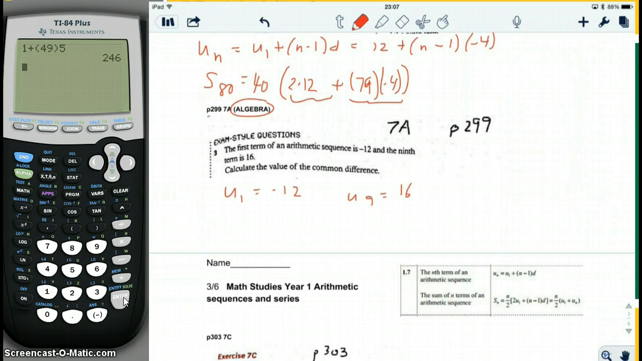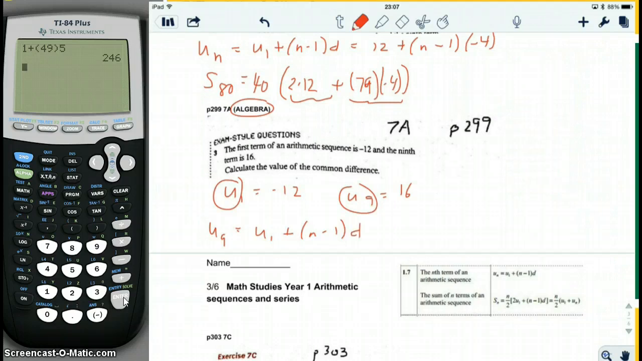Okay? So here we have u1 equals negative 12, u9 equals 16. Calculate the value of the common difference. Well, unfortunately, there's 9 steps or 8 steps between u1 and u9, so it's kind of hard to calculate the common difference. So how can we figure out the common difference? Well, we do know u1 and u9. So we can use that equation u9 equals u1 plus n minus 1 times d.